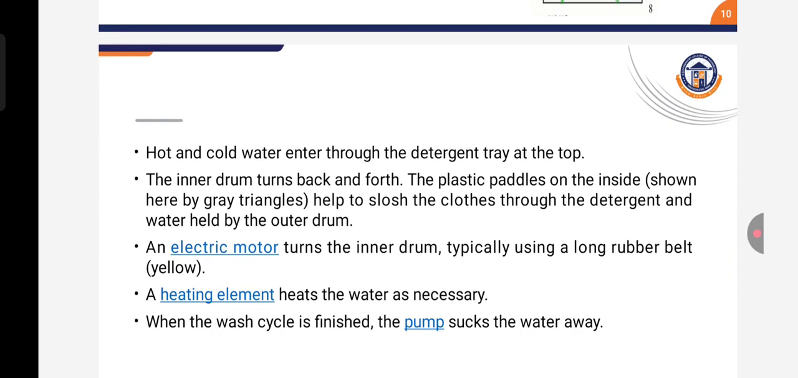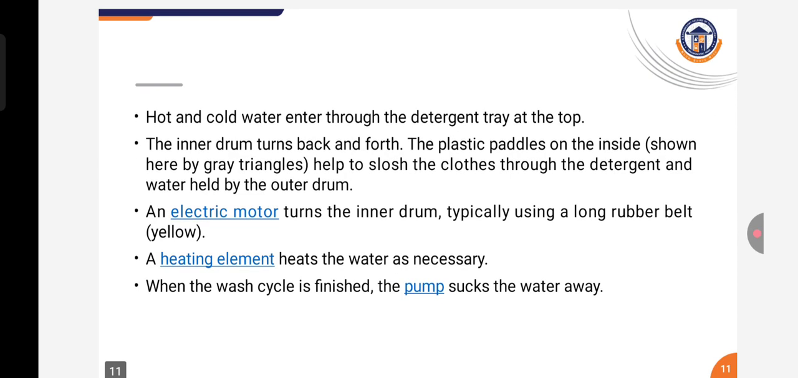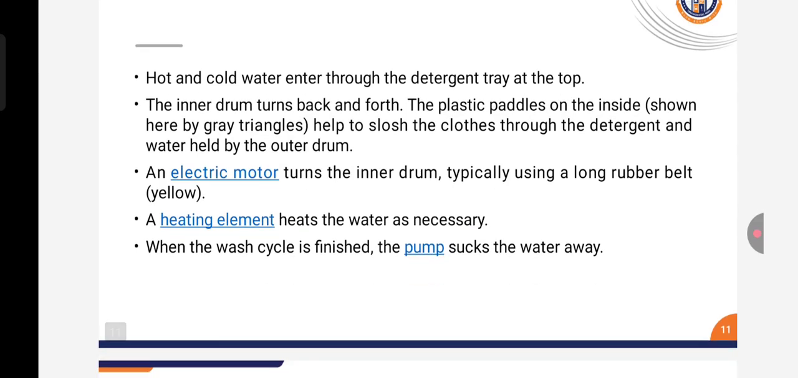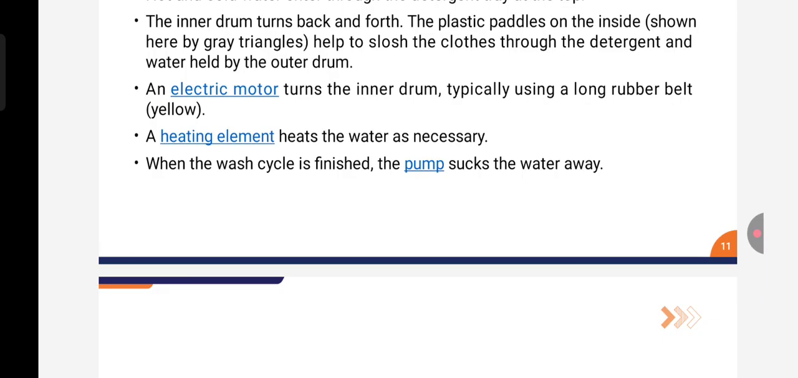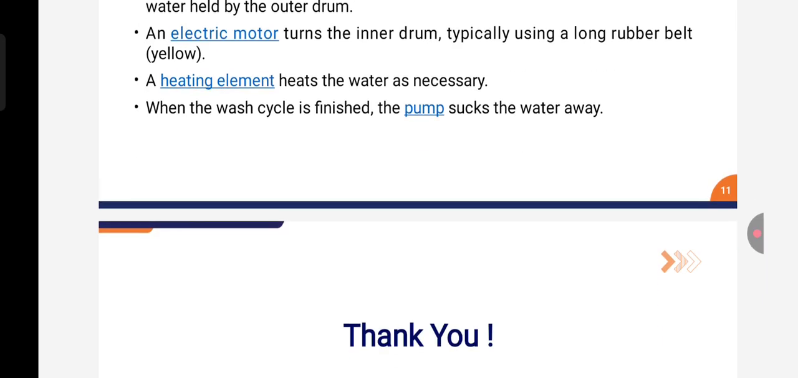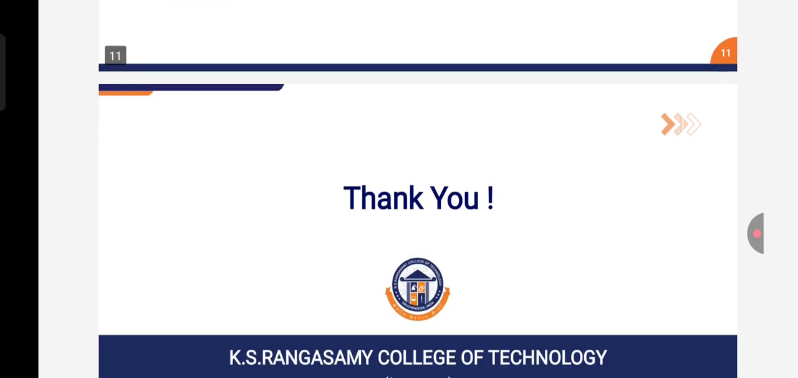Hot and cold water enter through the detergent tray at the top. The inner drum turns back and forth. The plastic paddles on the inside help to slosh the clothes through the detergent and water held by the outer drum. The electric motor turns the inner drum, typically using a long rubber belt, and the heating element heats the water as necessary. When the wash cycle is finished, the pump sucks the water away.